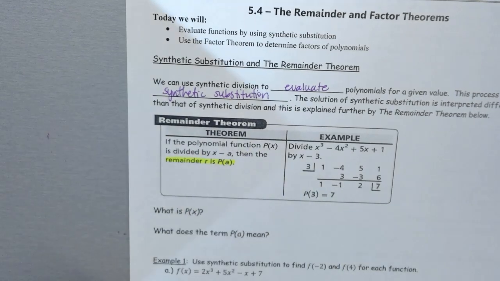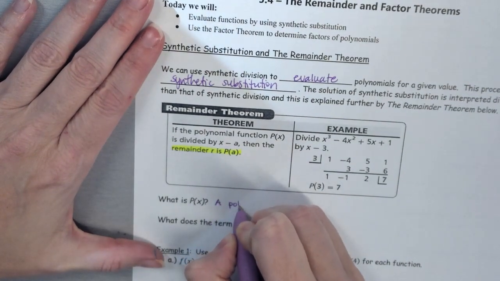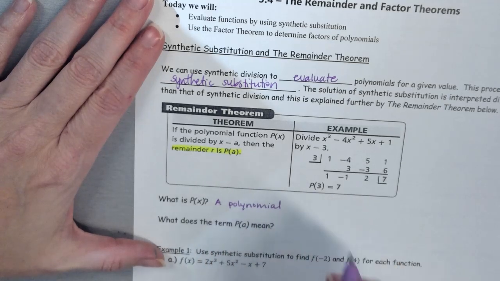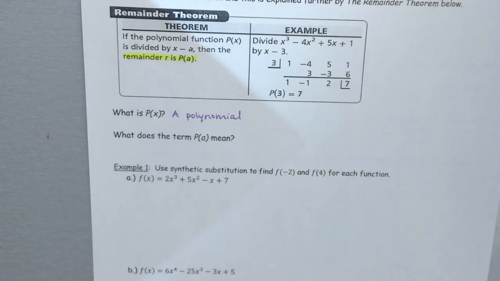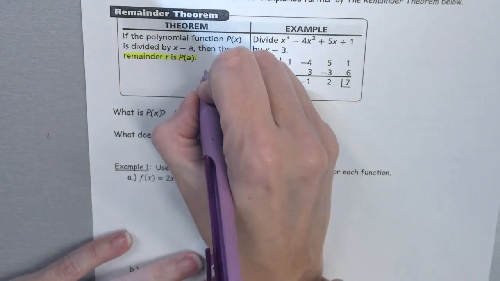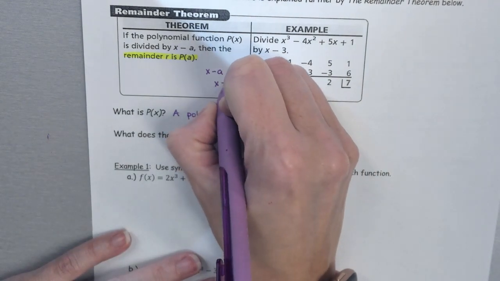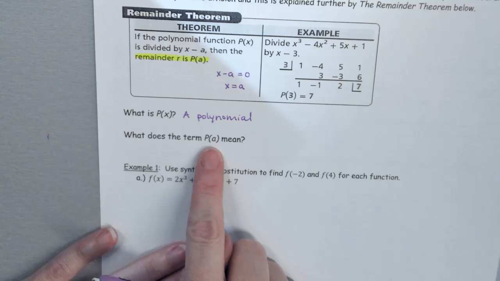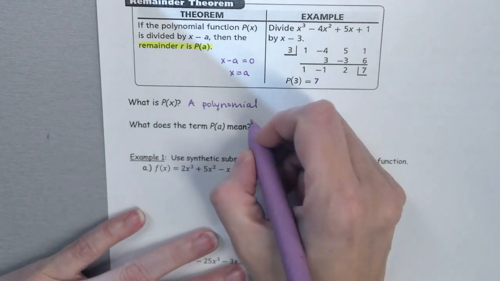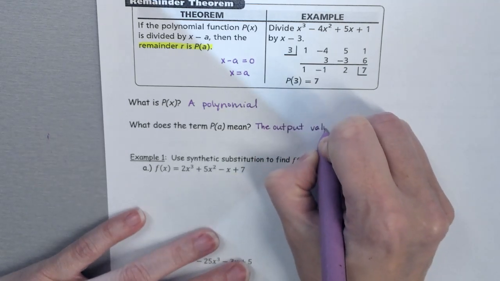Okay, so they talk about if a polynomial function p of x. So p of x is just a polynomial. So let's think about what it means when it says the remainder is p of a. So when you have a factor x minus a, remember we would set those equal to 0 and we would solve. Okay, so a is any number. If you have x is equal to a, if you're finding p of a, that is just the output value.